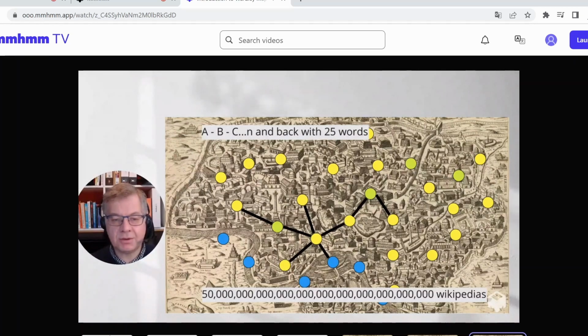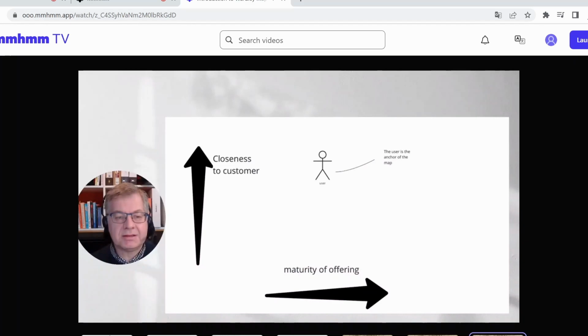Another, that it's a visual model. It's much easier to have a conversation about different views of the world than having an argument about different stories describing that world. A map always has an anchor, and directions have meanings. So in a Wardley map, the anchor is the user, and the vertical axis is closeness to the customer, and the horizontal axis is the maturity of the offering. Let's try this with a coffee shop.